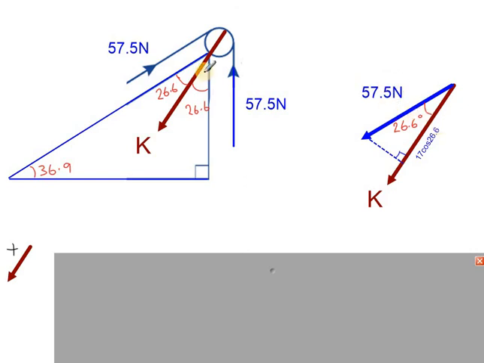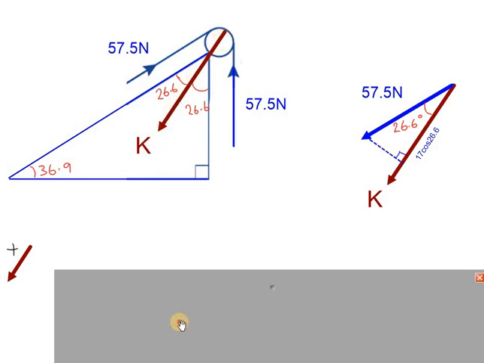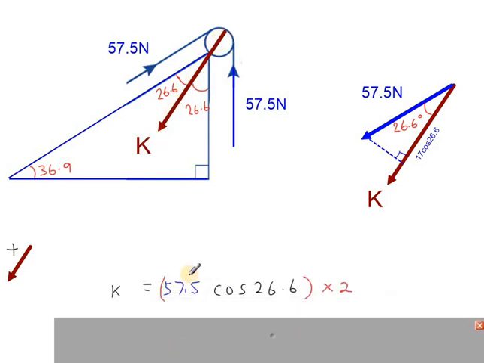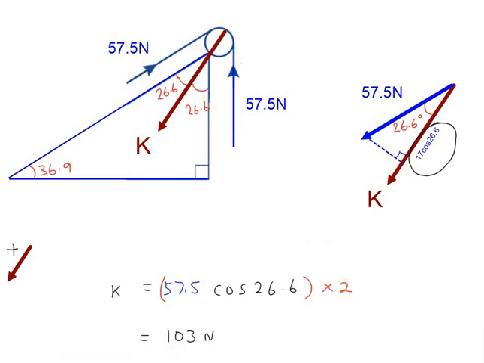There's a contribution from the tension from this part of the string and from this part of the string, and the contribution from each side is exactly the same. So if we're looking at forces in the direction of our force K, 57.5 cos 26.6, but we've got to multiply it by 2 because there's two strings which are equally contributing. So K is 103 newtons.